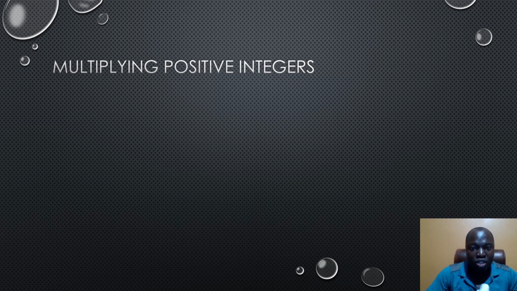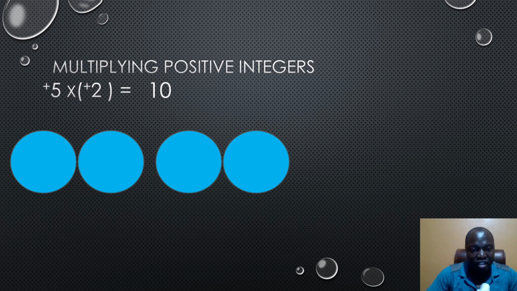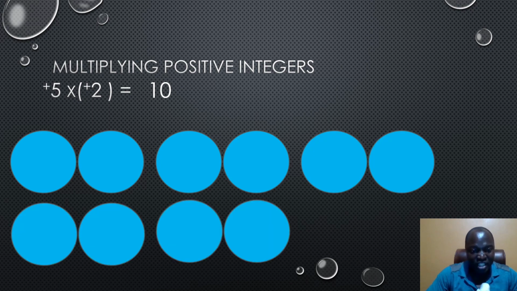Now let us see what it looks like multiplying positive integers. We have a +5 multiplied by a +2, we should get a +10. So in this we start with a set of 2's, and we're going to make 5 copies of that 2. Everybody see that? So the 5 copies of 2, if you check them up, you know that you get 10. That's what multiplication looks like. It is making copies of another number.